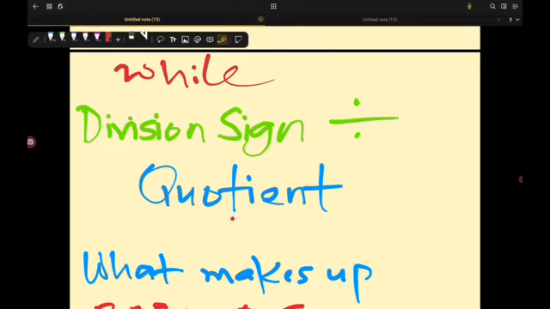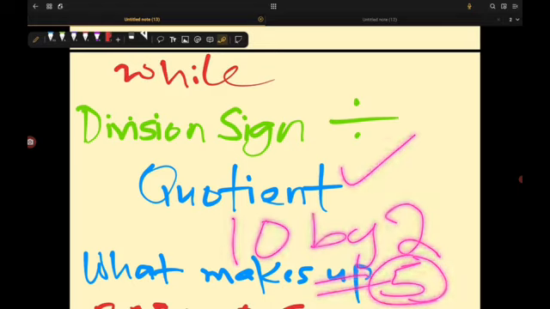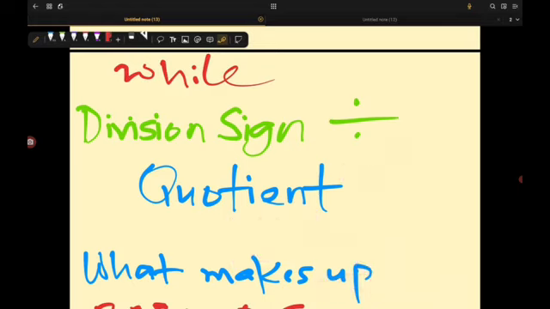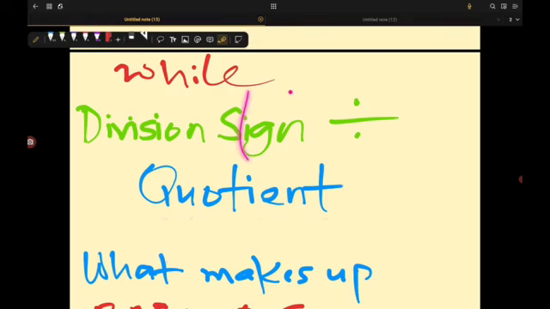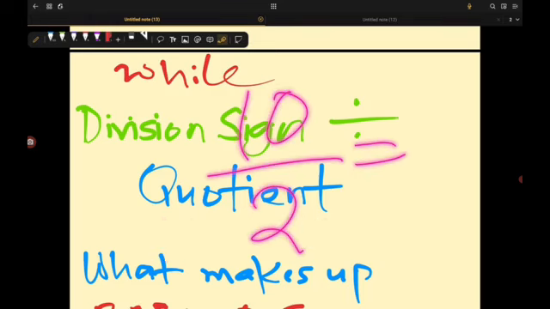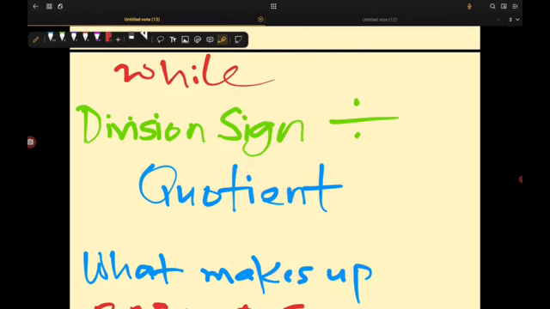So if I divide 10 by 2, my answer will be 5. The 5 here is the quotient. So quotient is all about division. If I say find the quotient of 10 and 2, all I'm telling you to do is to just say 10 divided by 2 is equal to 5. That is what the quotient I mentioned means. So now let's move.